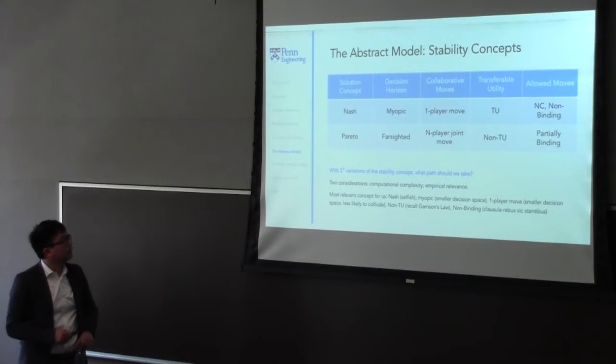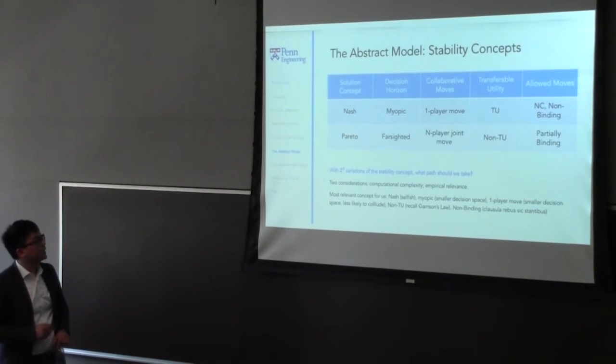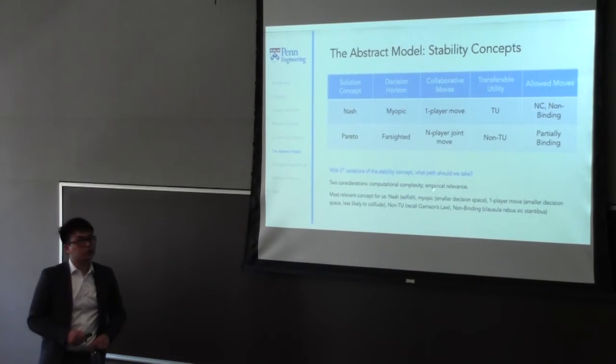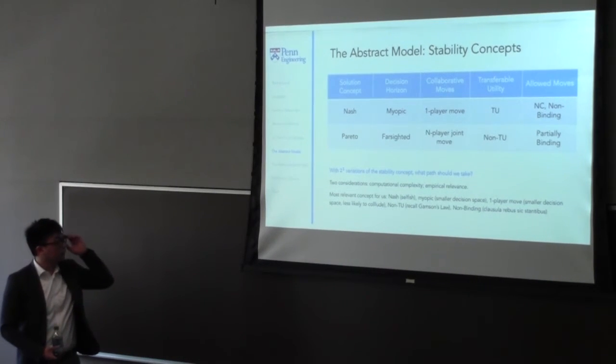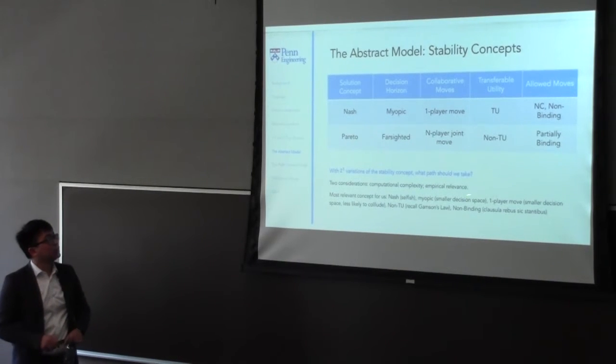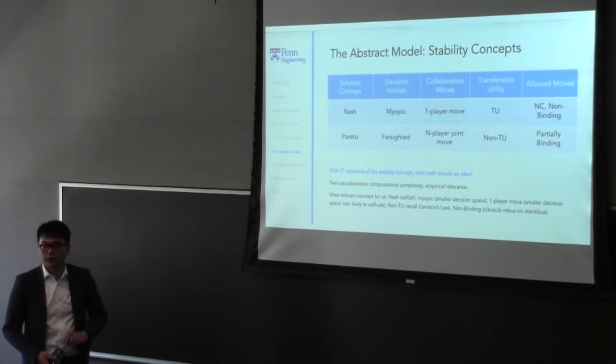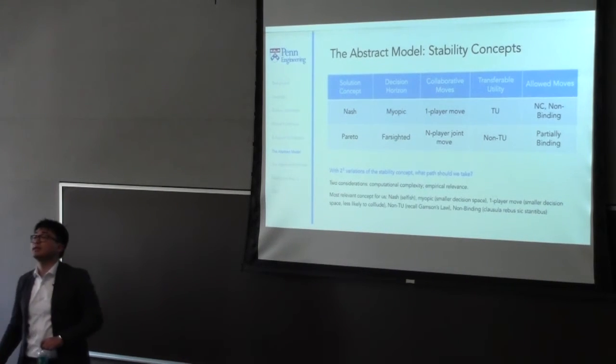And this is what I find the most relevant for us in terms of the stability concept in the abstract model. You want it to be Nash because the players are just selfish. You want them to be myopic because this is better for computational complexity considerations, as you would have a smaller decision space. Yes?